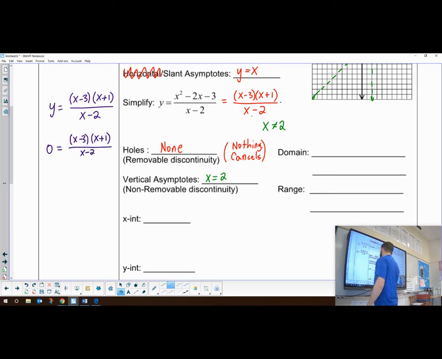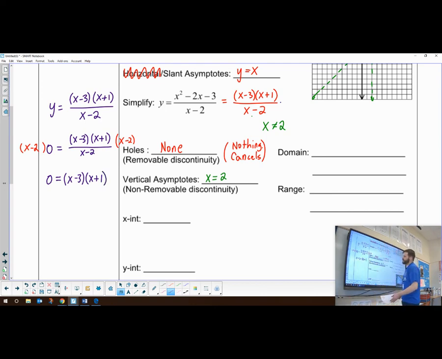So we're going to go 0 equals x minus 3 times x plus 1 over x minus 2. To get rid of that x minus 2 in my denominator, we're going to multiply both sides by x minus 2. Now, x minus 2 times 0 is 0, because 0 times anything is 0. So we're going to get 0 equals x minus 3 times x plus 1. Sorry, my bad. So we're going to have x minus 3 times x plus 1 equals 0.